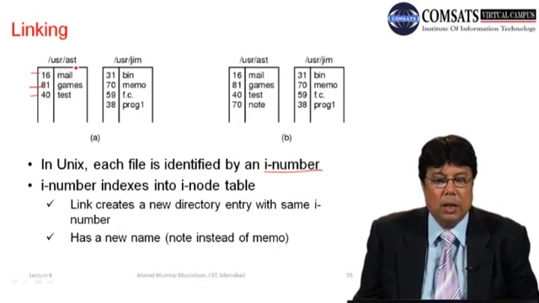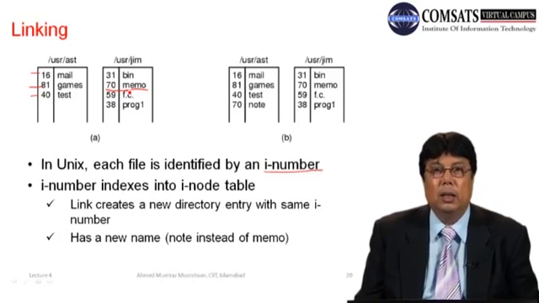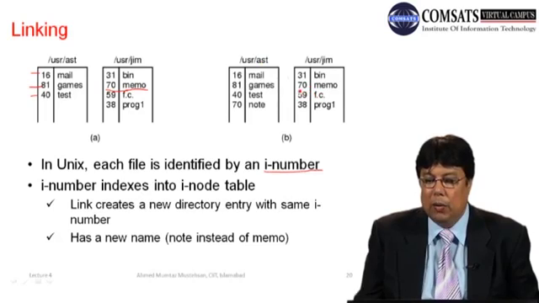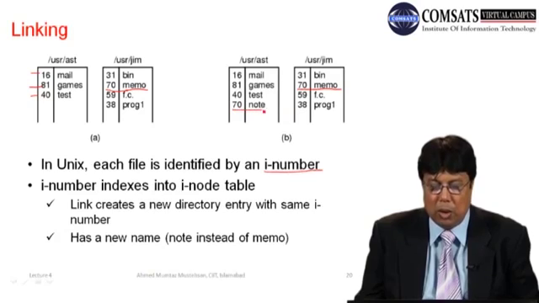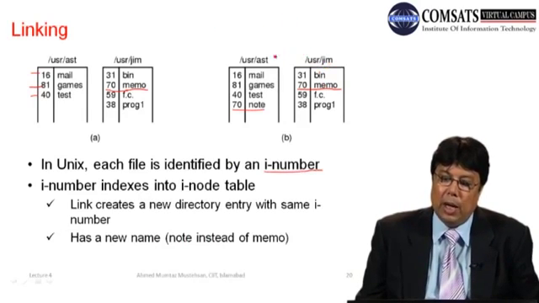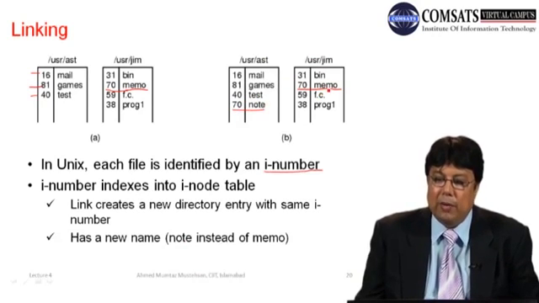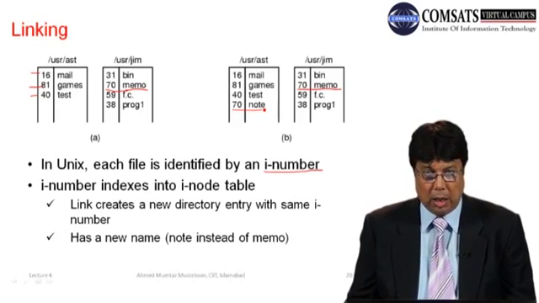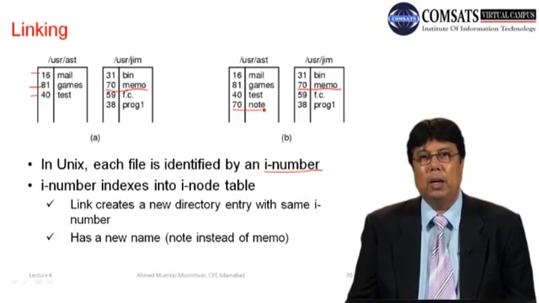Look, /usr/ast and /usr/jim. In this example, Jim had a file named memo, whose inode number was 70, the same index. Jim linked it for AST with the same inode number, giving it a new name, nodes, instead of memo. The file is memo for Jim, but for AST it is nodes. It is the same file because both have the same inode number. So this file is made available to both users, Jim and AST. Both users can access it, modify it, and use it because it is shared between the two users by duplicating the link to the file but with a different name.